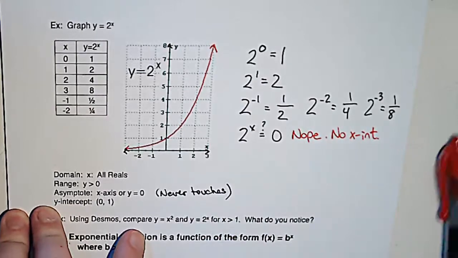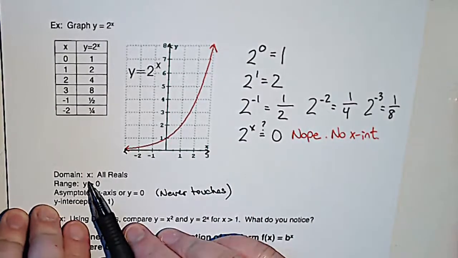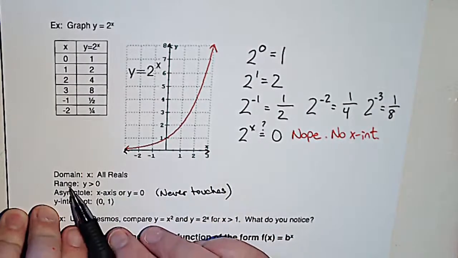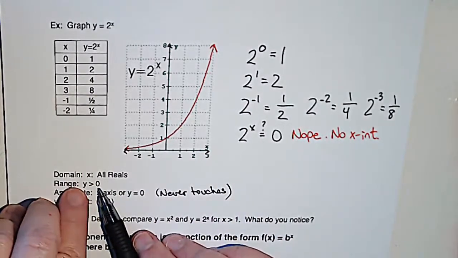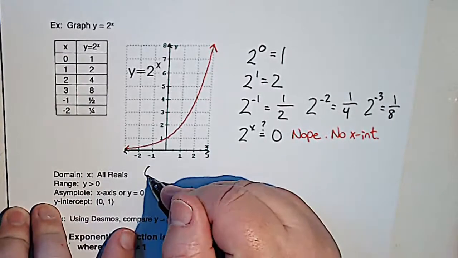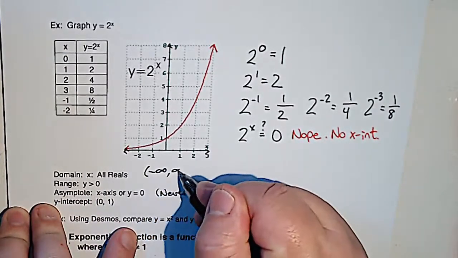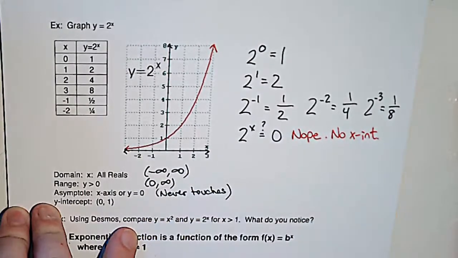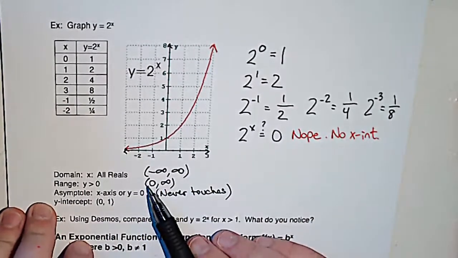So the domain is all real numbers, so we can put any number we want into it. But again, the range is, and notice this doesn't have the equals attached, y is strictly greater than 0. So the domain would be negative infinity to infinity. The range would be 0 to infinity with a parenthesis, not a bracket.